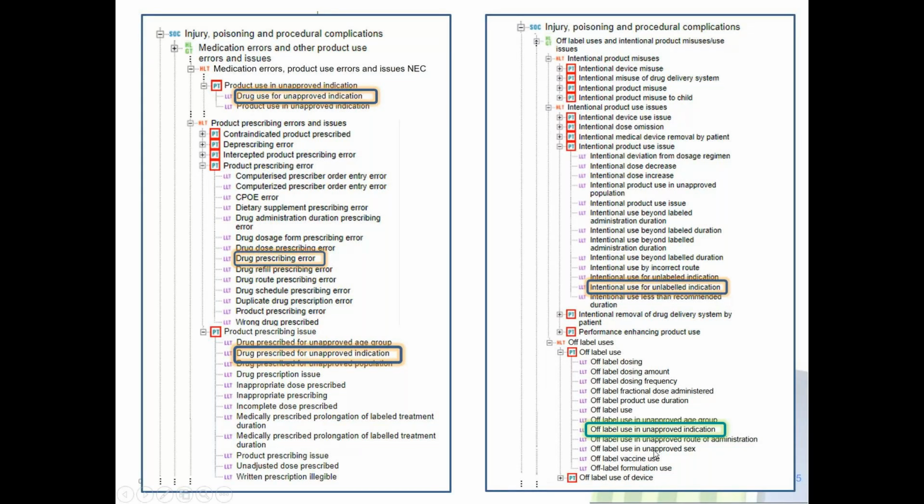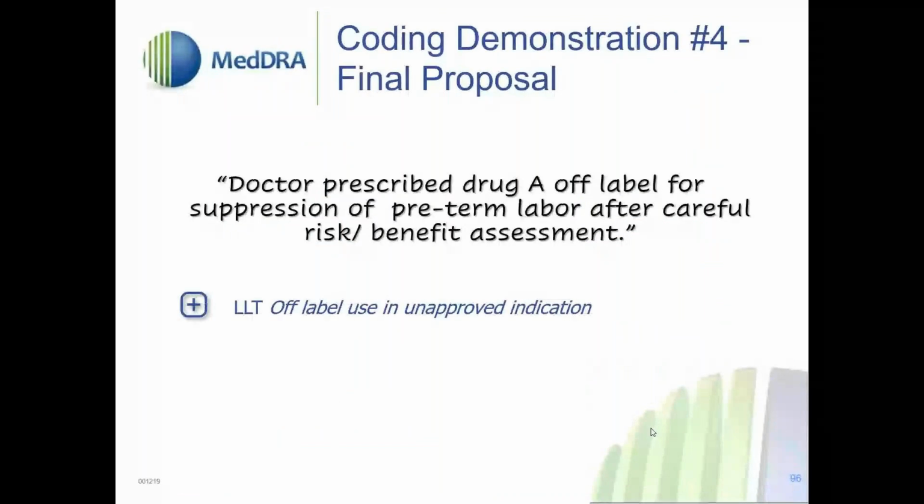Off-label use in unapproved indication is the most specific term that we can find because, per definition, it tells us it was a conscious decision by the HCP for therapeutic purposes. So it was an off-label use, and we know that it was an unapproved indication. So that's the most specific term that we can find in MedDRA for the reported scenario. Here we are. Off-label use and unapproved indication under PT off-label use. Let me stop here again.